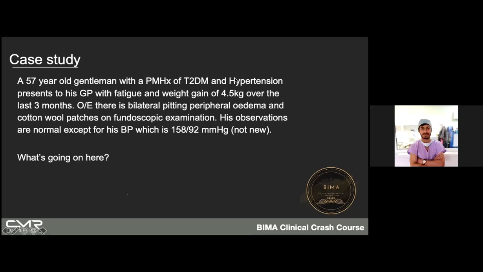So as I mentioned, we've got a lot of CKD going on in this 57-year-old gentleman. What we've got going on here is the weight gain, which suggests fluid overload. You've got the fatigue. Why? Can someone tell me why fatigue? Of all of the symptoms, why fatigue?